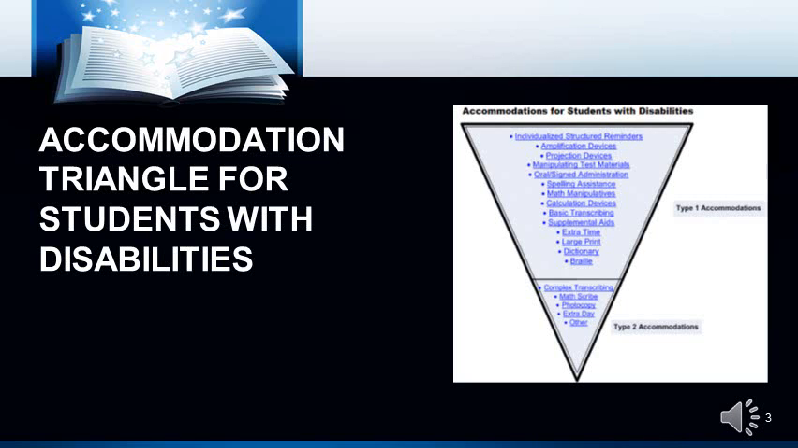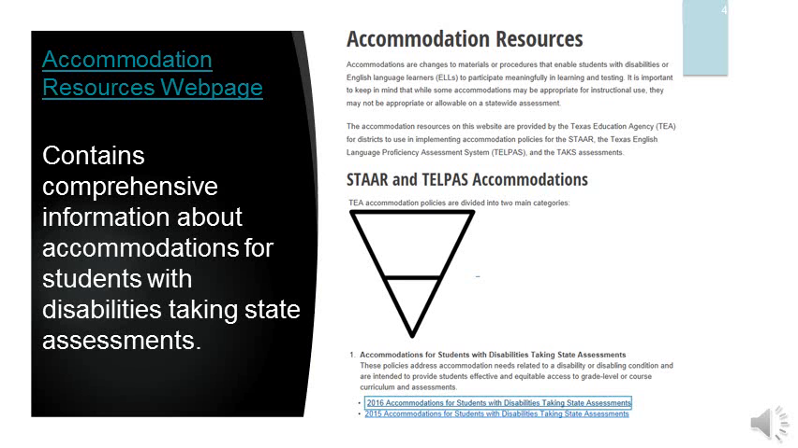This is the accommodation triangle for 2016. There are no changes to the triangle from the previous year, 2015. The Texas Education Agency's Accommodation Resources webpage has comprehensive information about accommodations for students with disabilities taking state assessments. You can click a link to access the webpage in this e-course.